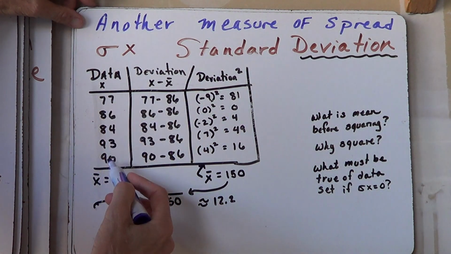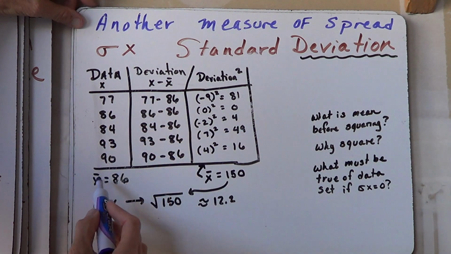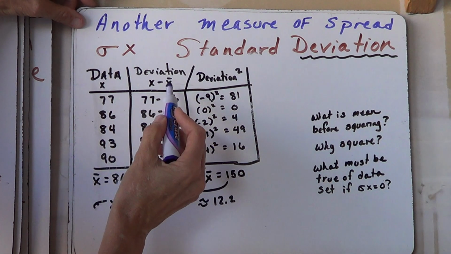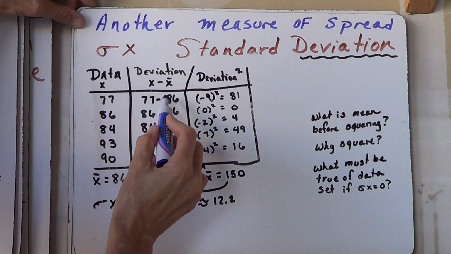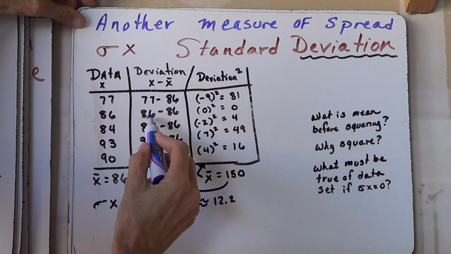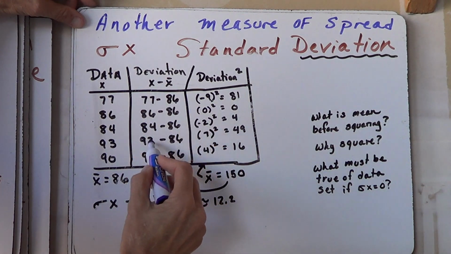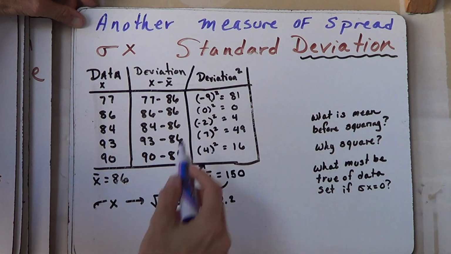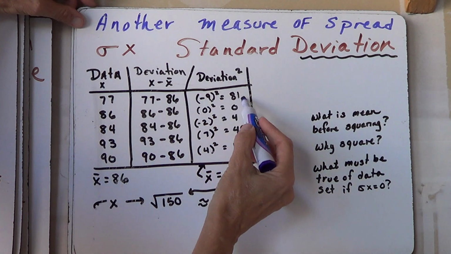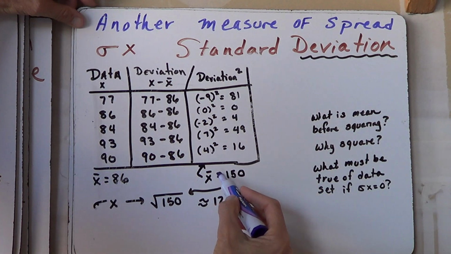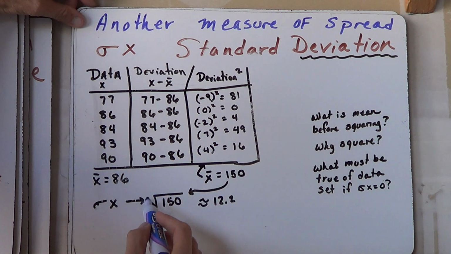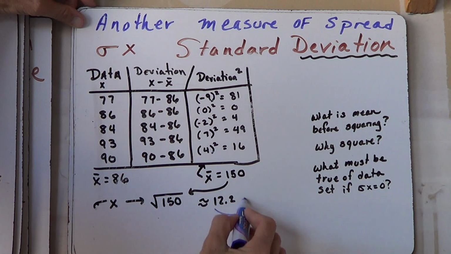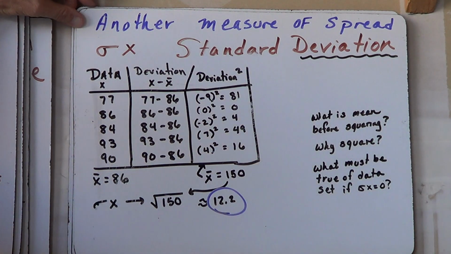You take your data, and you add it all up, divide by the number of items there are, you get the mean. Once you have the mean, you find the difference between each data value minus the mean. So it's a -9, a 0, -2, 7, and 4. Then you take that difference and you square it. You add all the squares, and then you take the square root of that, and that will give you your standard deviation.